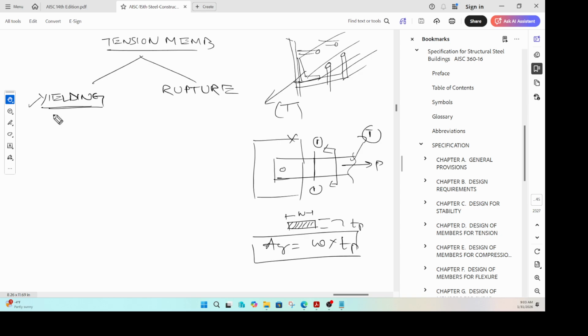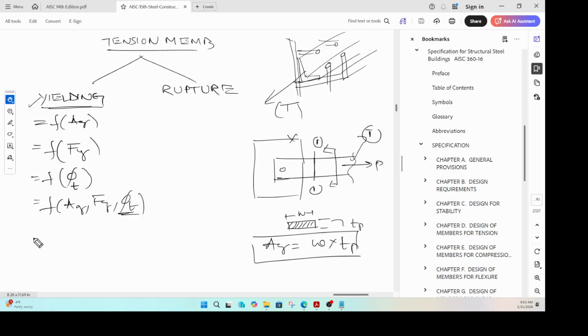So yielding strength is a function of your A gross. Yielding strength is also a function of your yield strength Fy, not the ultimate strength. And if you are calculating the design strength, you'll also have to account for the strength reduction factor, like how we did in concrete, right? Let's call it Phi t. So yielding strength is a function of Ag, Fy, and Phi t. We're talking about LRFD here, so we're talking about Phi t.